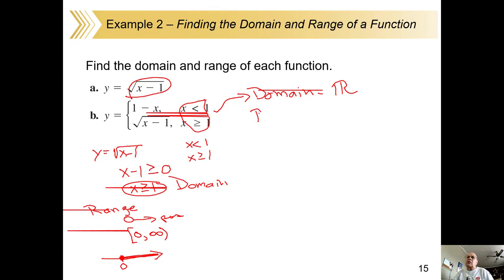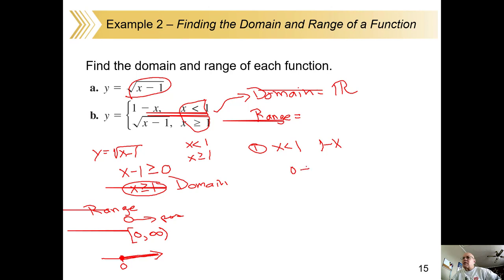Now, how about the range? We're going to have to look at this in 2 parts. First part, for numbers less than 1, this is how we're going to calculate the y value. Well, what does that give me? Well, I don't use a 1 there, but I could have, for example, and you can play around with this. That's the best way to do it. Play around with it. So if I used a 0, 0 is allowable.